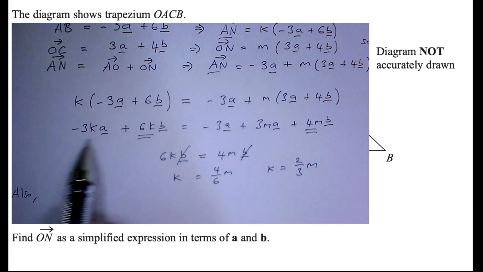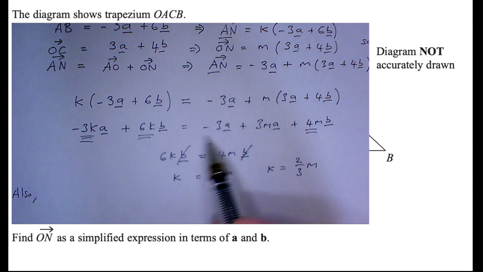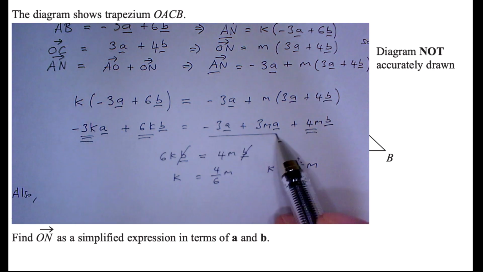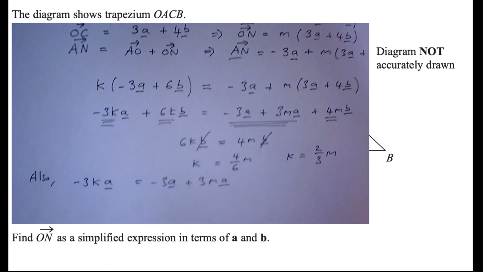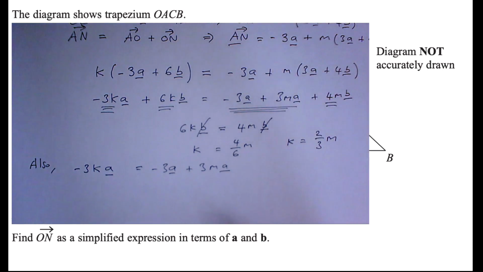So minus 3ka must be the same as everything else that's got an a with it. Okay, so here we go. Minus 3ka is equal to minus 3a plus 3ma. And what I'm going to do now is cancel what I can cancel. So I'm definitely going to cancel those a vectors, so the a's are all cancelled out.